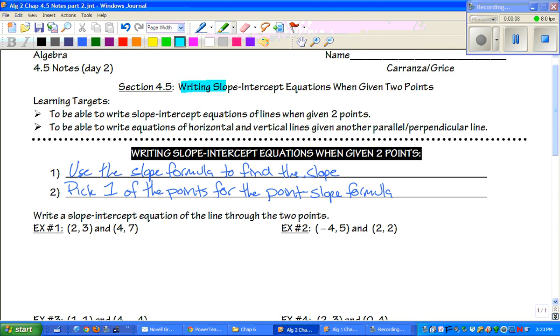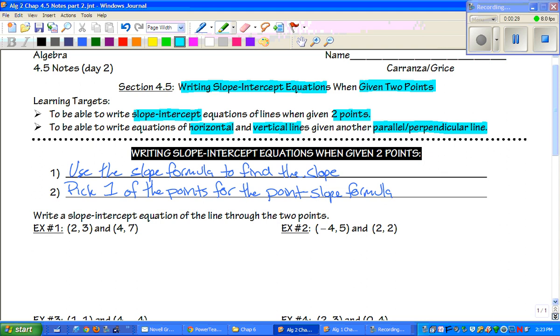Today we're talking about writing slope-intercept equations when given 2 points. Our learning target today is to be able to write slope-intercept equations when given 2 points, and to be able to write equations of horizontal and vertical lines given another parallel or perpendicular line. So, we got a couple things to work on today.